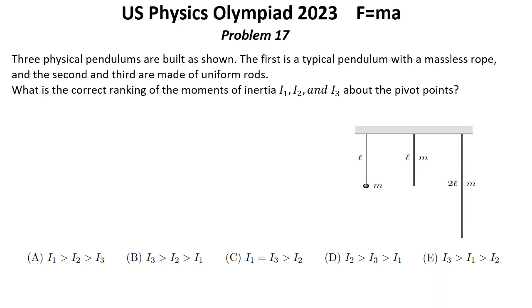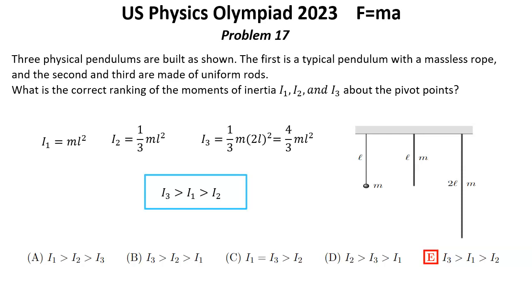Solution for problem number 17. This is a straightforward application of the standard moment of inertia formulas. So for the first pendulum we have I1 equal m l squared. For the second pendulum we have 1/3 m l squared, and for the third pendulum we have 4/3 m l squared. So from here we have this relation, and the correct answer is E, which is the solution for problem number 17.